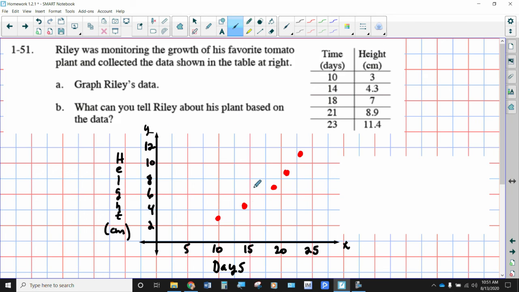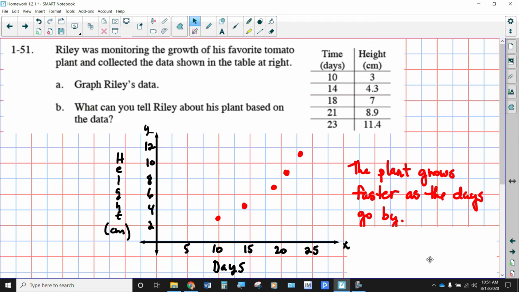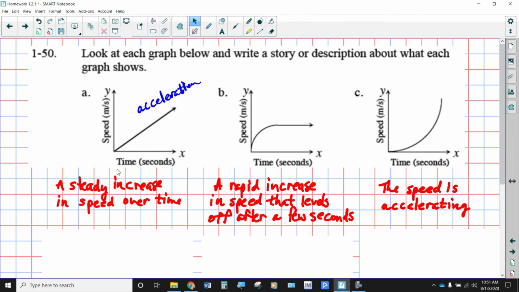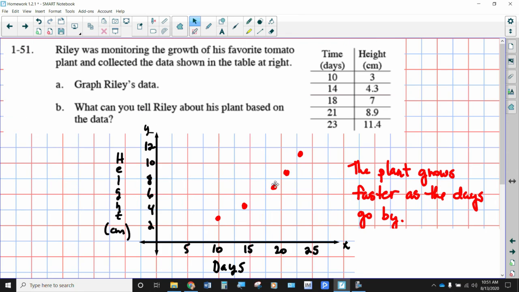Okay. So notice how for the most part it looks like it's kind of a straight line, but after day 20, it starts to grow even faster. So what did I say here? The plant grows faster as the days go by. Here it looks like it's growing at a constant rate, but then it starts to go up. Similar to this one, it was going up at a constant rate of acceleration, but it started off like this, and then toward the later days, it starts to grow even faster.